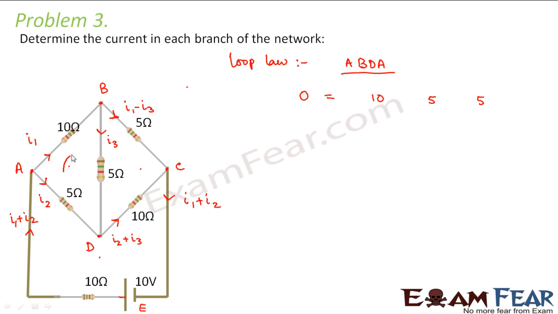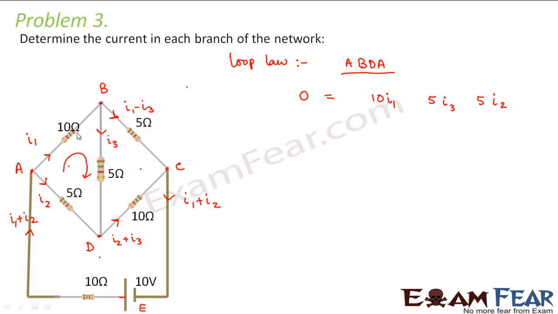Let us assume one direction of current flow. Suppose I assumed this direction. Accordingly I will put the signs for each of them. Now what is the current across this 10 ohm? It is I1, so I will put I1. What is the current across 5 ohm? It is I3. What is the current across this 5 ohm? It is I2. Now let us put the signs. This is my assumed direction.